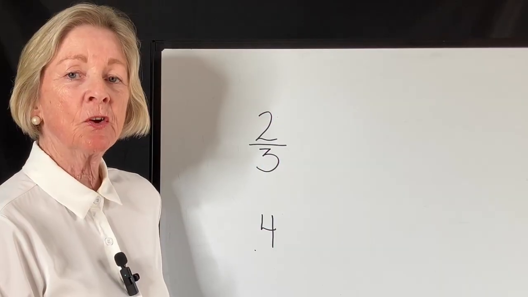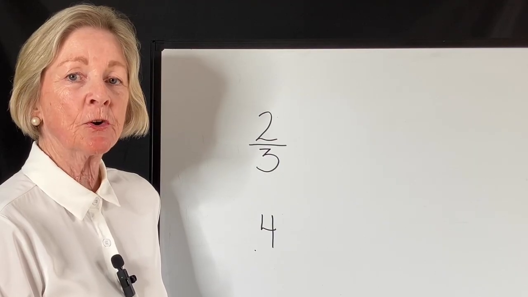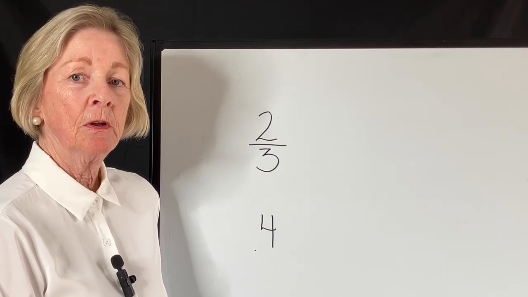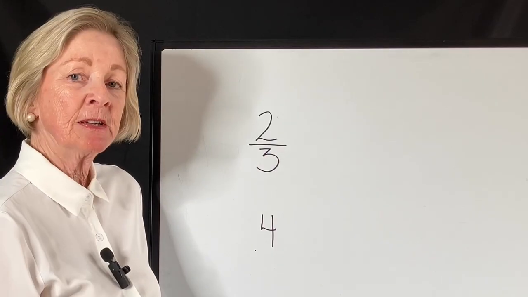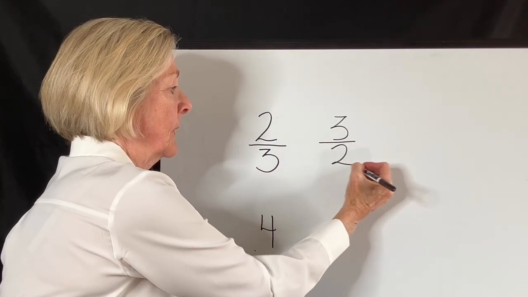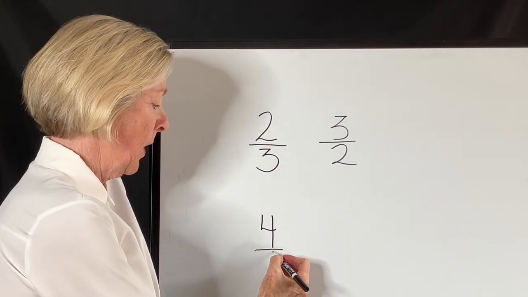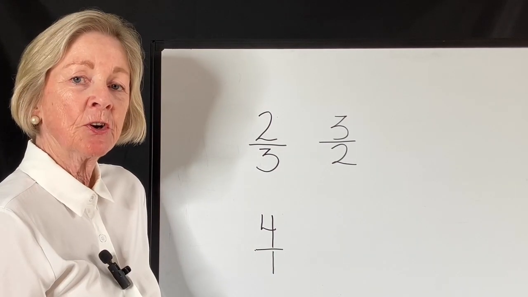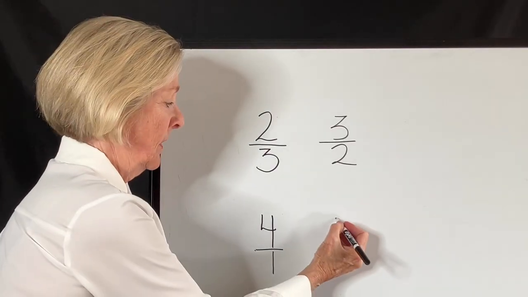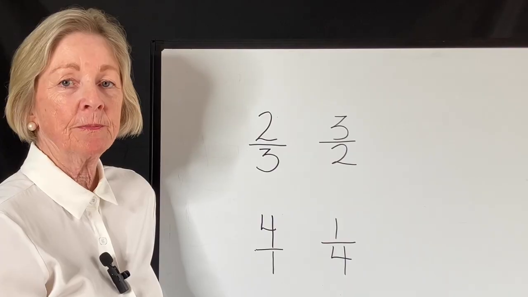First, let's look at what's meant by a reciprocal. A reciprocal is a fraction or number turned upside down. 2/3 turned upside down is 3/2. To find the reciprocal of 4, we first put it over 1. Now we can turn this fraction upside down. The reciprocal of 4 is 1/4.